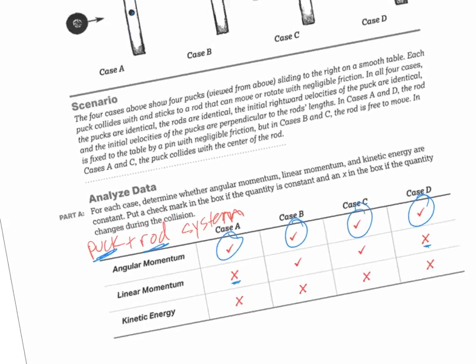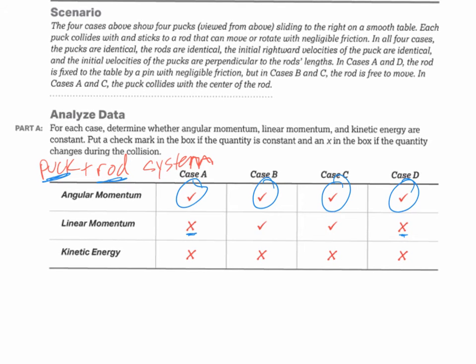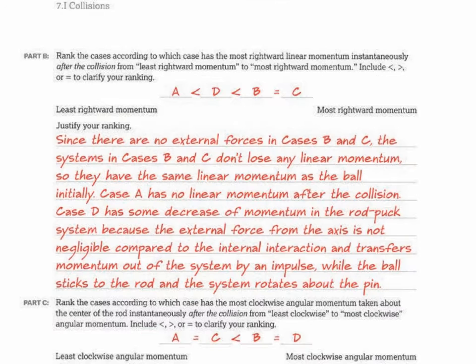In the last one is ranking the kinetic energies. None of them have kinetic energy conserved because it sticks. Up in the top it says that the puck sticks to the rod, and because of that, then you're never going to have kinetic energy conserved. That's an inelastic collision. We learned an inelastic collision when things stick together, they warm up, and therefore we lose kinetic energy.